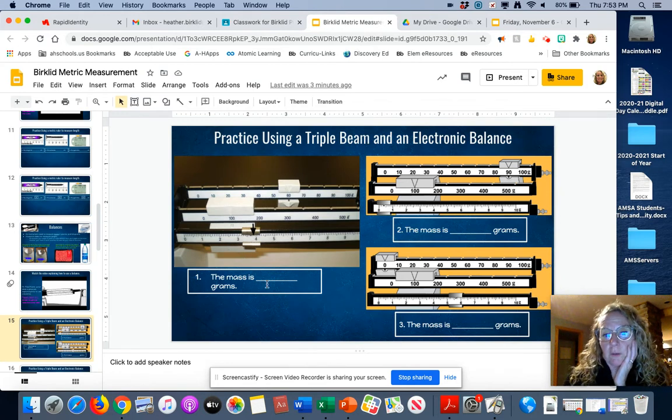So I want you to look at the other two and see if you can figure out the mass for those. I'm going to give you just a minute to do that.